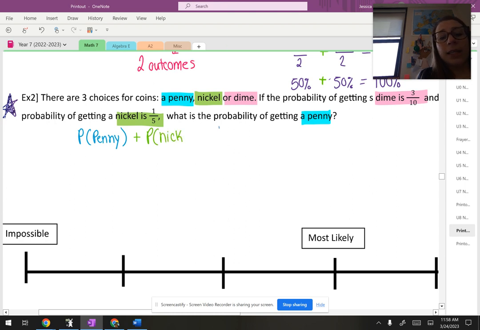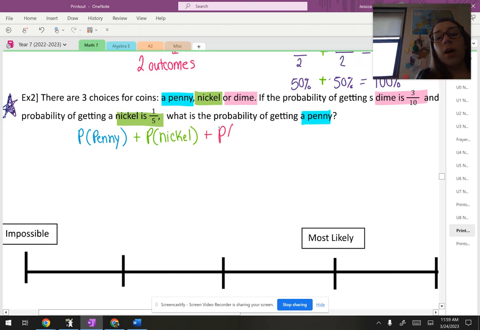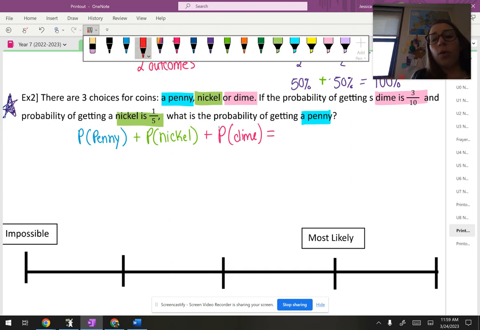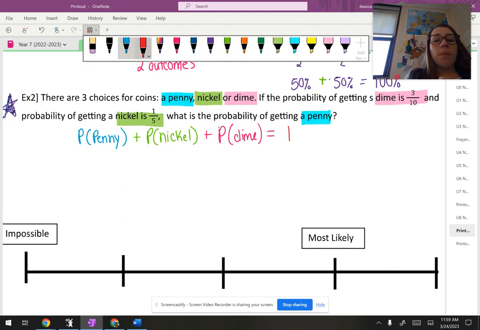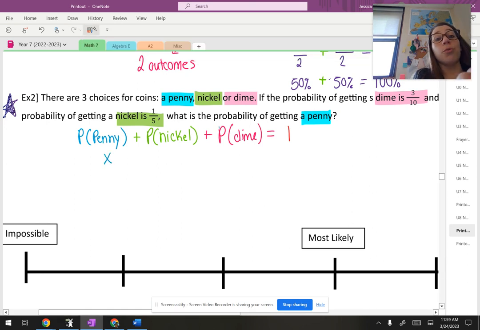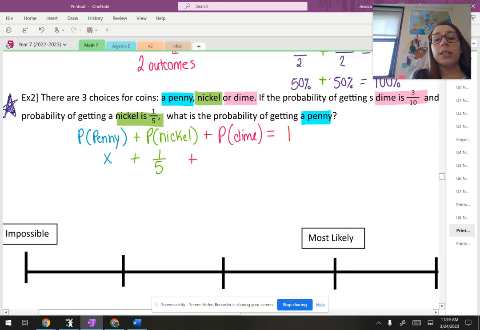So the probability of a penny plus the probability of a nickel, that notation I'm using, P of probability of, plus the probability of a dime, is going to be equal to 1. And again, I'm using 1 instead of 100% because I think 1 is a lot easier to deal with than 100%. All right, now we fill things in. The probability of penny. Well, we don't know the probability of a penny. That's what they're asking us for. So if I don't know it, I can use my unknown number x to represent it. Probability of getting a nickel is 1/5, and the probability of getting a dime is 3/10. And again, we're just going to carry down that equals 1.